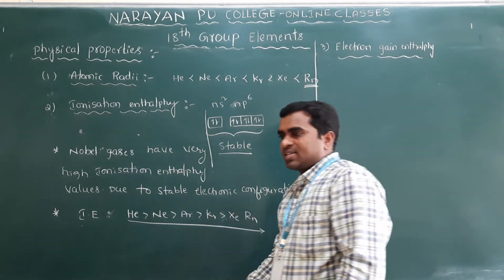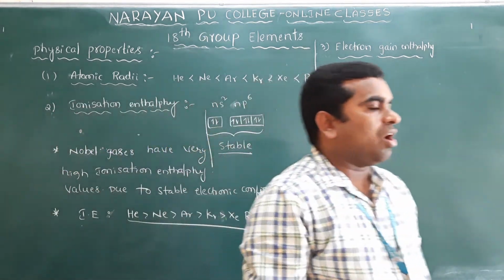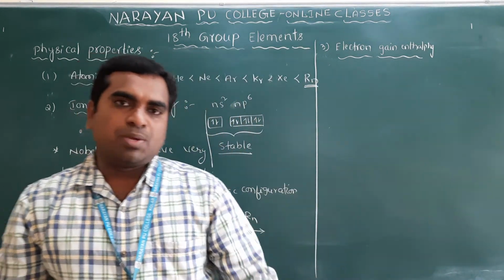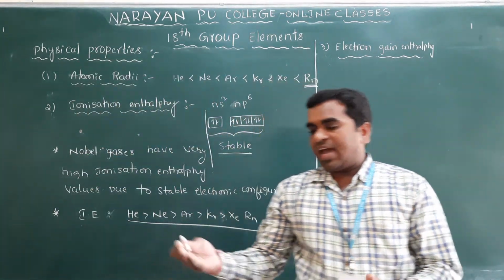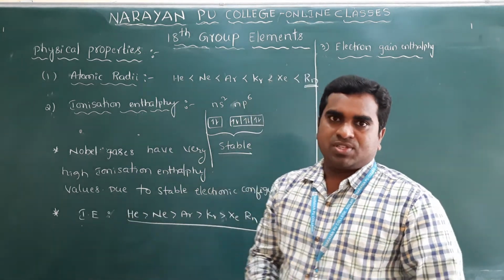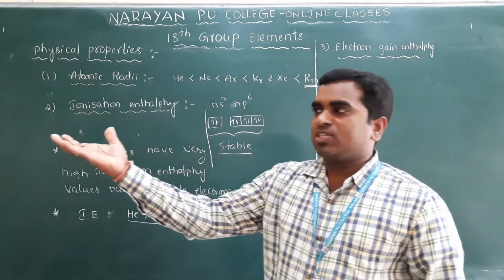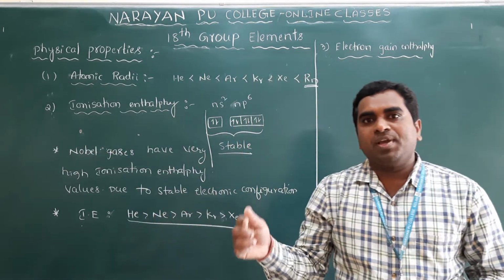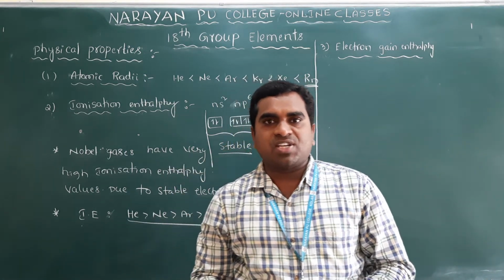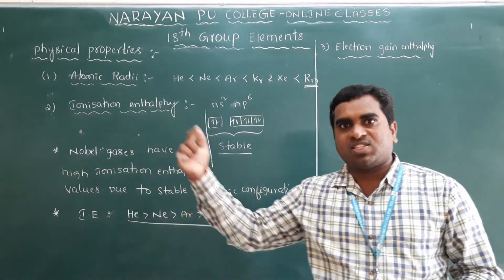So the electron gain enthalpy values of noble gases are positive. Till now, as we have discussed previously, electron gain enthalpy values are always negative. Why negative? Because the 17th group is one electron short of the noble gas electronic configuration, so it has a very high tendency to accept an electron to get stability.